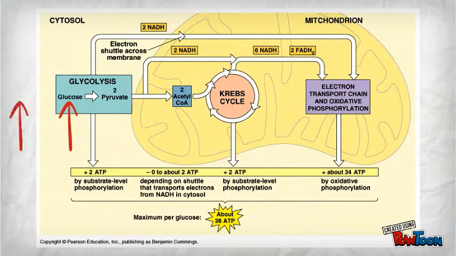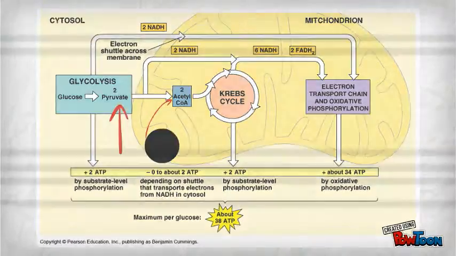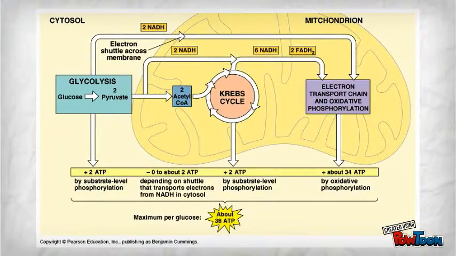In glycolysis, glucose is broken down to 2 pyruvates that yield 2 ATP and 2 NADH. The pyruvates are then turned by the compound into acetyl-CoA. Acetyl-CoA enters the Krebs cycle and adds electrons to the NAD and FAD, sending them to the electron transport chain.